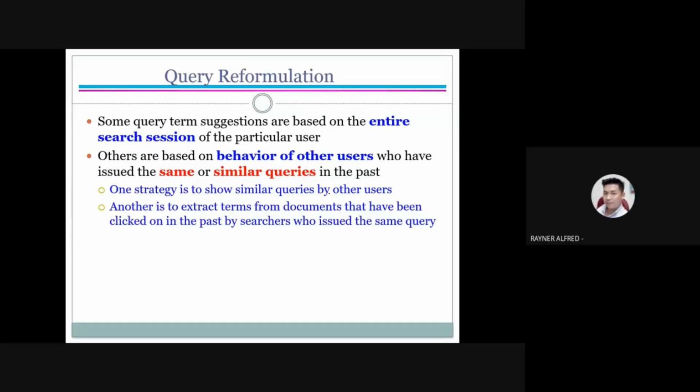Some query term suggestions are based on the entire search session. What happens here is that when you type in your query, they keep track of what your queries were in the past 3 or 5 times. So they know what you are trying to find. Based on the history of the keywords that you key in during the same session, they will build your short-term profile.